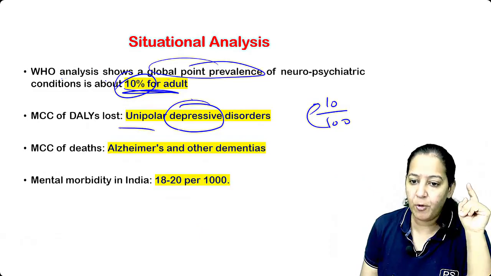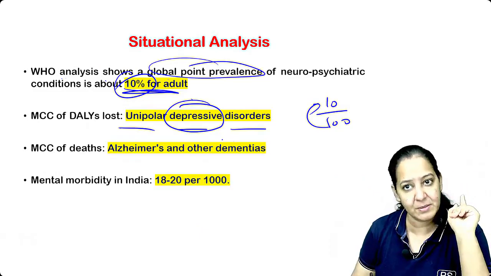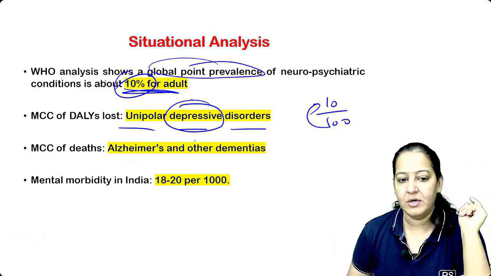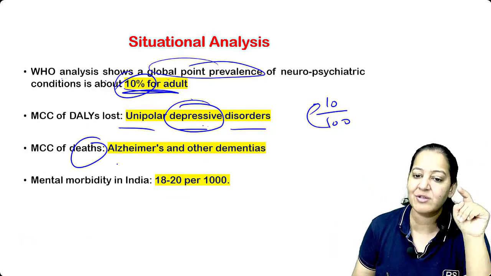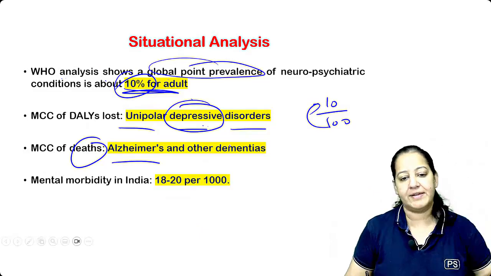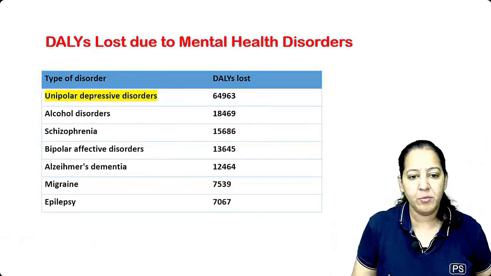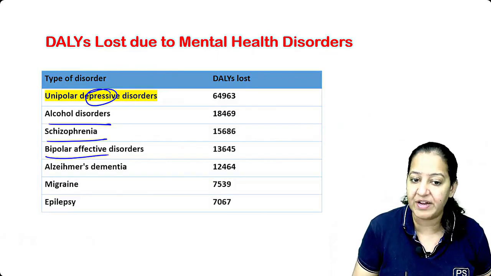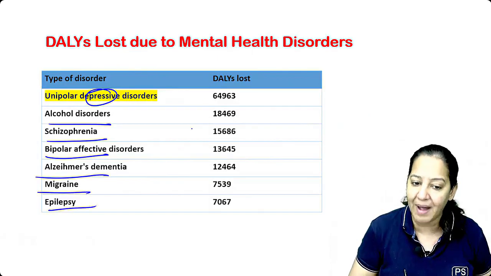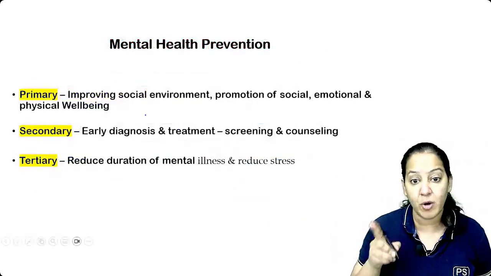So unipolar depressive disorder is the most common cause of mental health problems. The most common cause of death, though, is Alzheimer; depression does not cause death. Right, so let's go ahead. The most common cause is depression, I told you. After that come alcohol disorder, schizophrenia, bipolar disorder, Alzheimer, migraine, epilepsy. Most common is depression.